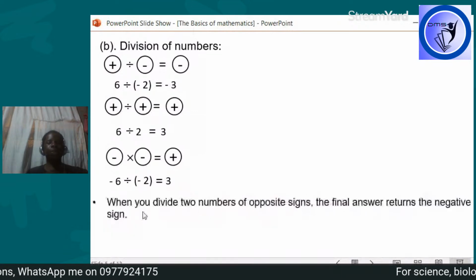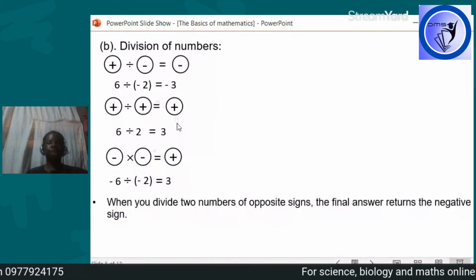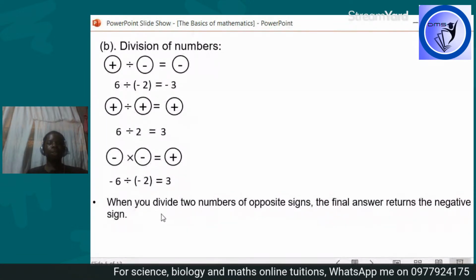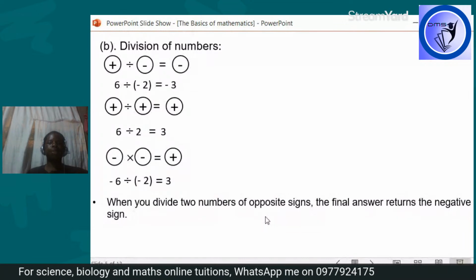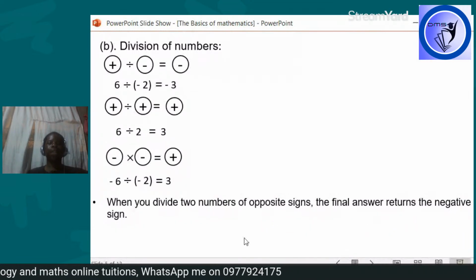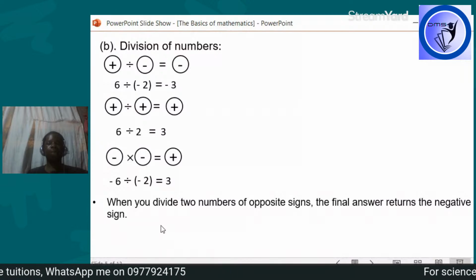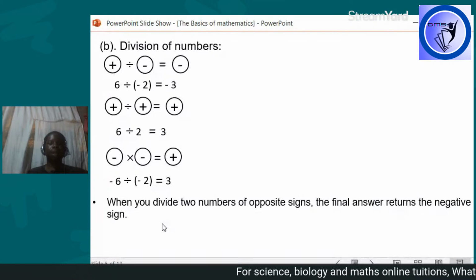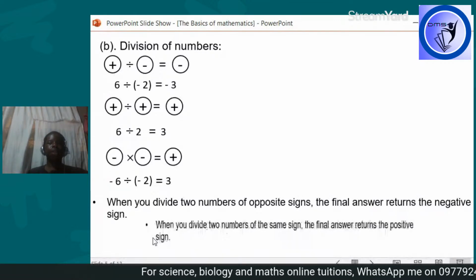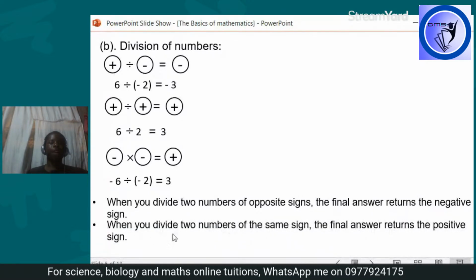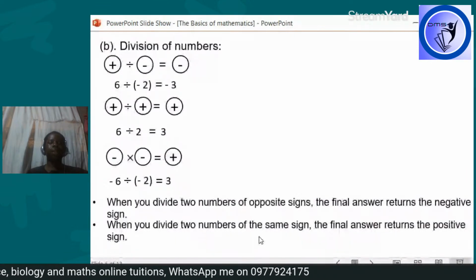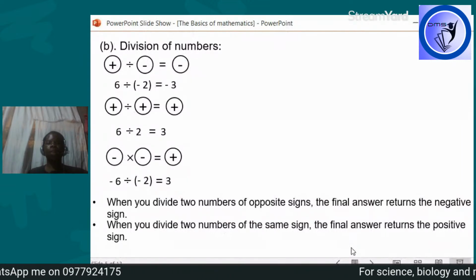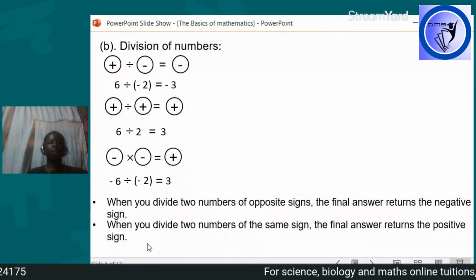So again, we can draw conclusions from these basics of mathematics. Number one is that when you divide two numbers of opposite signs, the final answer retains the negative sign, period. That one should be kept at the back of your mind for you to be able to understand mathematics. The next is that when you divide two numbers of the same sign, the final answer retains the positive sign. All right? So the final answer retains the positive sign, period.